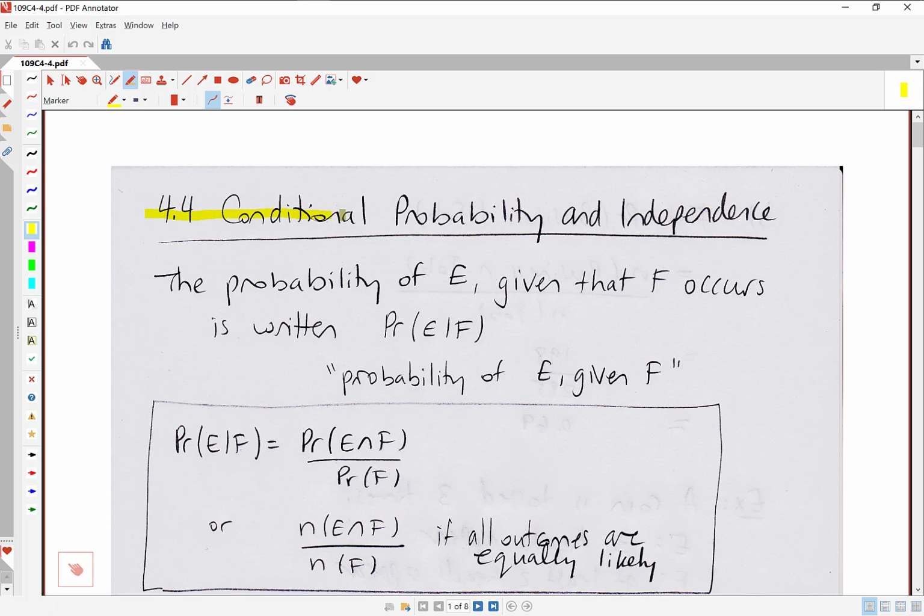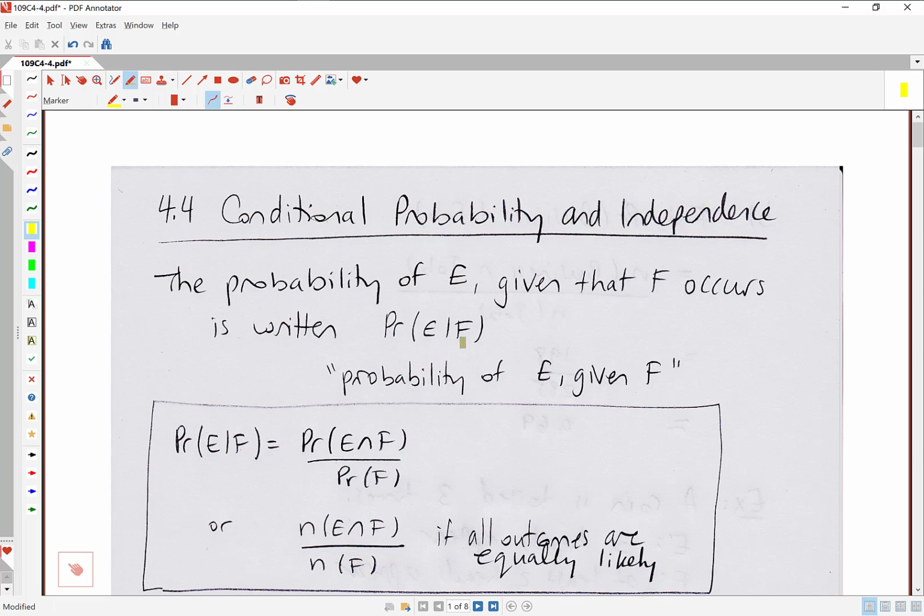In this video, we're going to look at conditional probability and independence. The probability of event E, given that event F occurs, is written like this. And this vertical bar that we see in the middle here is read as given. So we read this as probability of E given F.